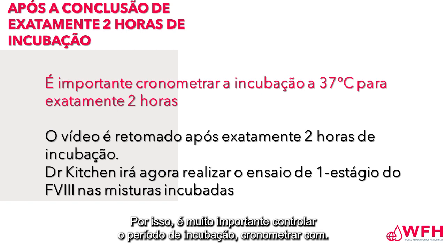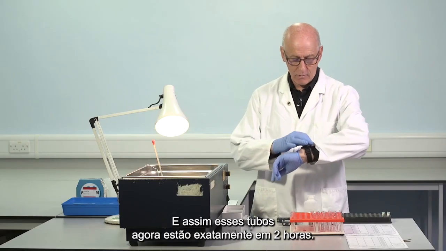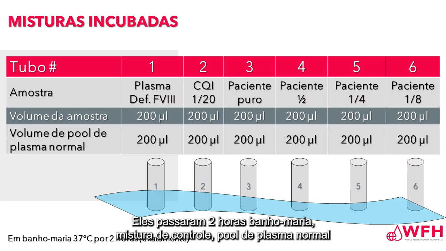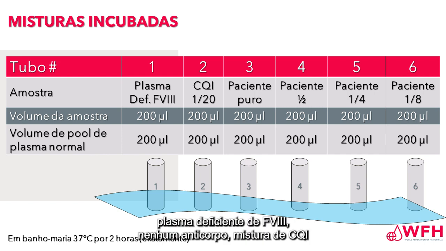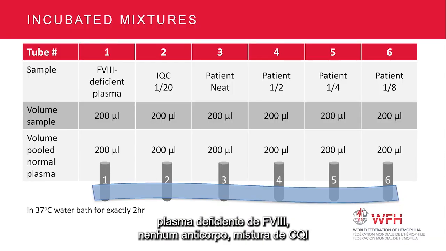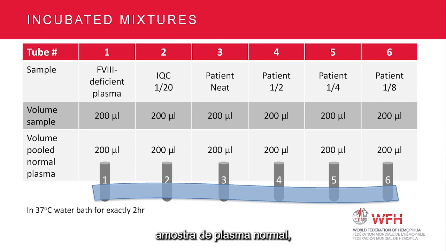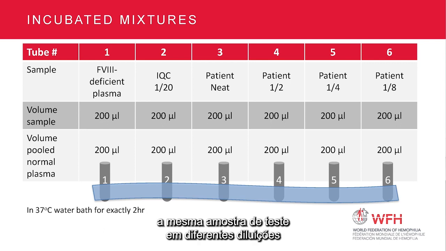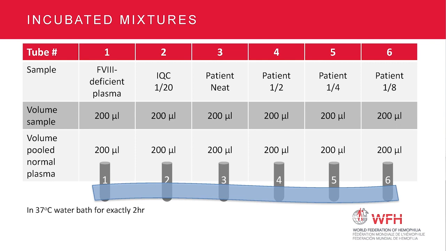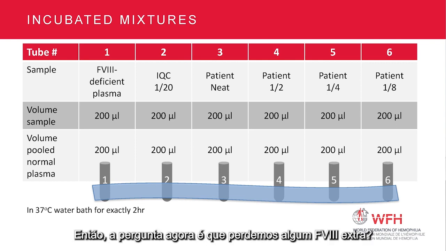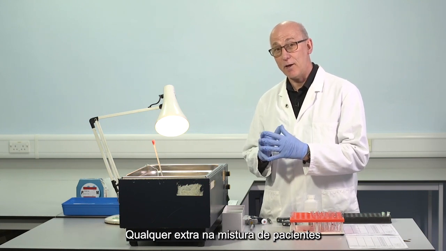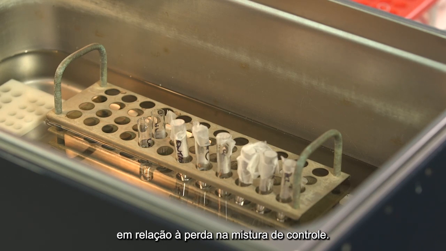So it's very important to control the incubation period, to time this exactly. And so these tubes are now exactly on 2 hours. They've spent 2 hours in the water bath. Control mixture, pooled normal plasma, factor 8 deficient plasma, no antibody. IQC mixture, same pooled normal plasma, a dilution of the IQC material, and then a series of mixtures. Test the same test sample at different dilutions, incubated with pooled normal plasma. So the question now, have we lost any extra factor 8? Any extra in the patient mix relative to the loss in the control mix?